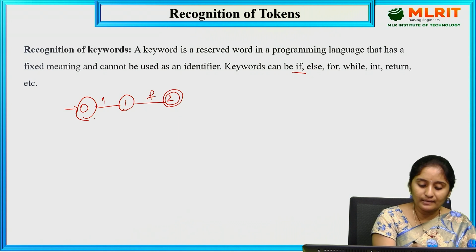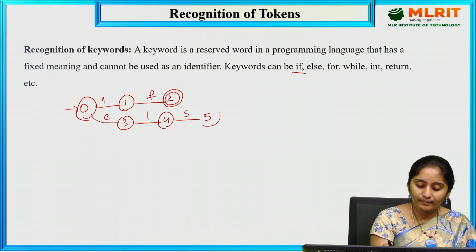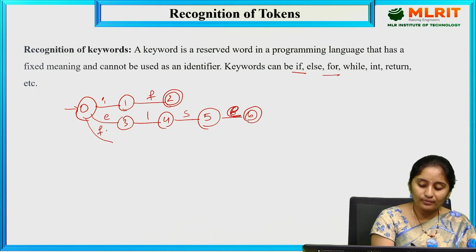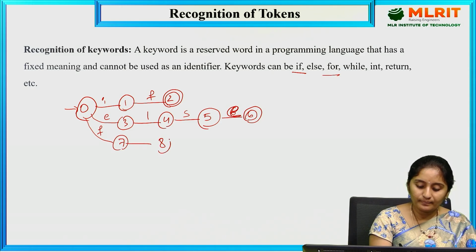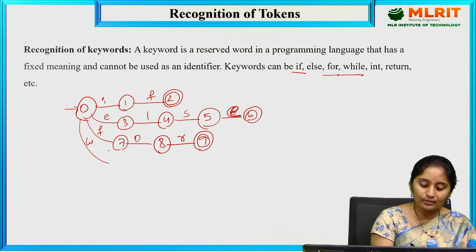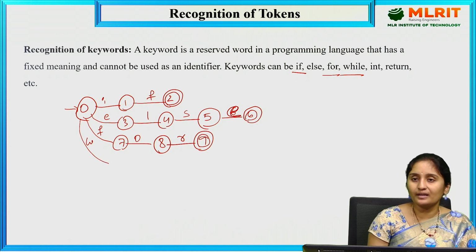So the next I have else, E, L, S, E, else. So the next one I have is for, F, O, R, for. So the next I have while. So I can draw this while. Each character, when it occurs first, moves to the next state. When it finds the next character, it moves to the next state. In the same way, it reaches the final state.